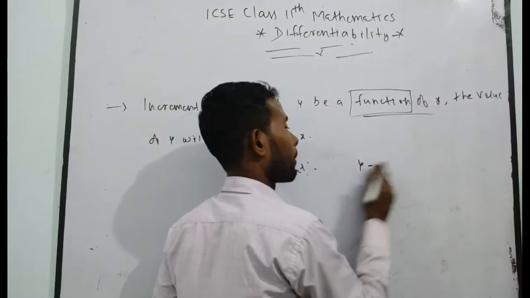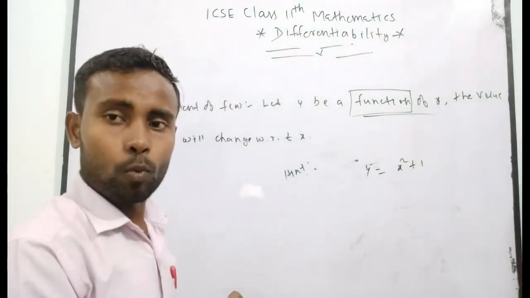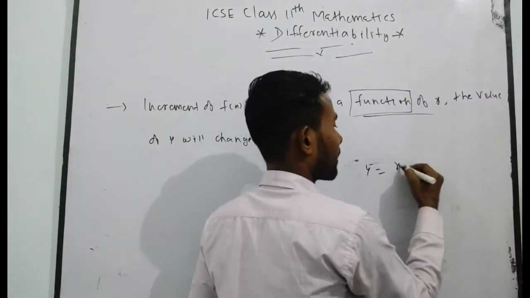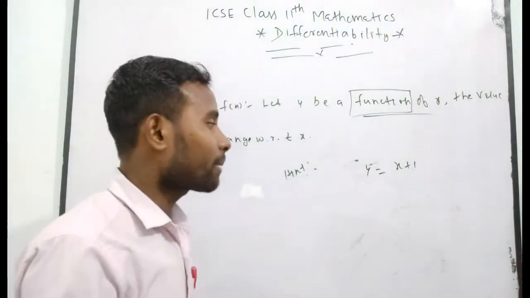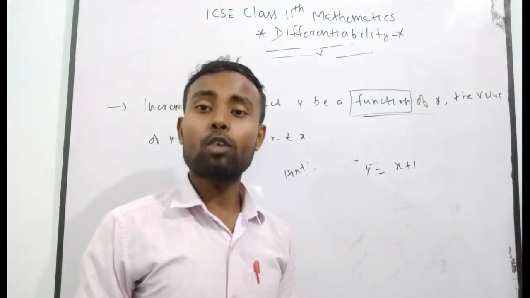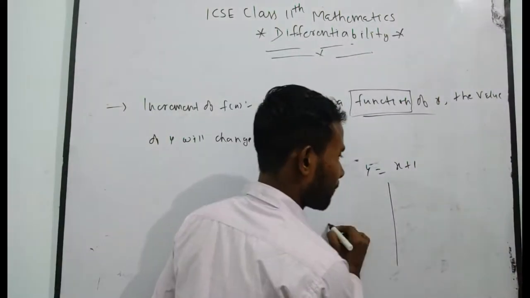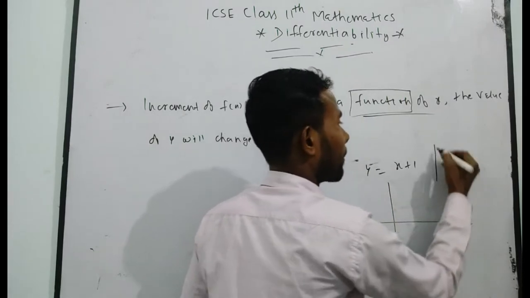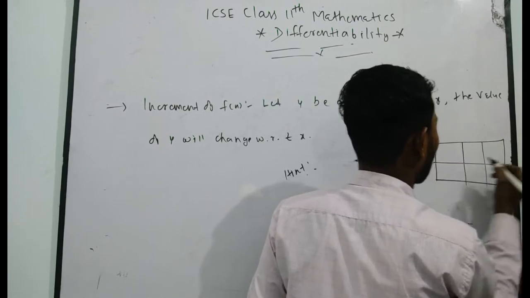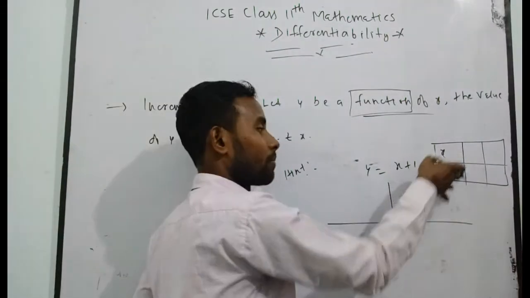Suppose that y is equal to x square plus 1. Actually, I don't take y is equal to x square plus 1. I have taken y is equal to x plus 1, and I have told you to draw the graph of y is equal to x plus 1. What will you do? You have already learned this in class 9th and 10th. I take x, y, and after putting some value of x, we get the value of y.